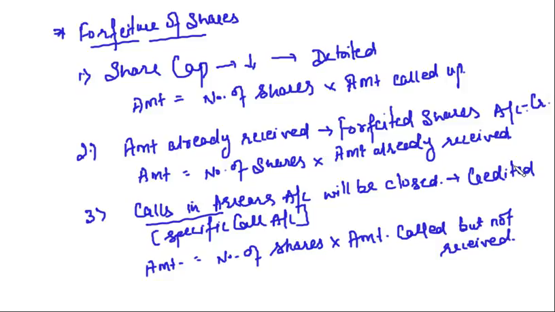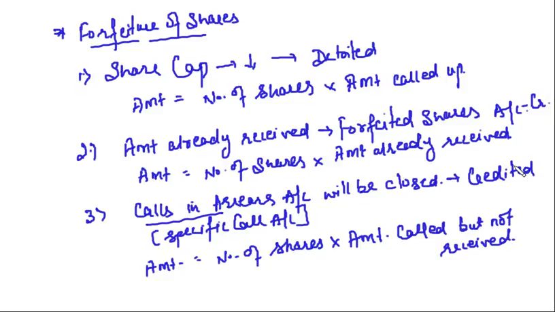Then the third effect is calls in arrears. First we discussed the total amount that we are cancelling. Then out of the total amount, whatever amount we have received, we set as forfeited shares account. And what amount have we not received? In that case, we will credit the calls in arrears account, or the specific call account in the case where you are not opening the calls in arrears account. The amount is number of shares multiplied by amount called but not received.